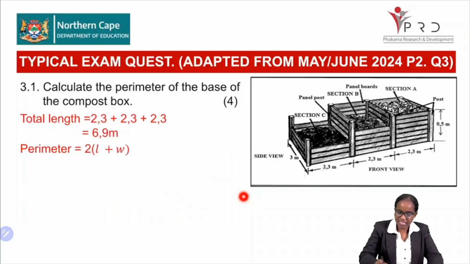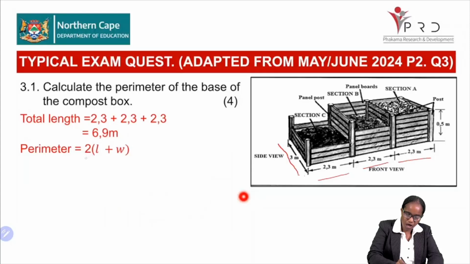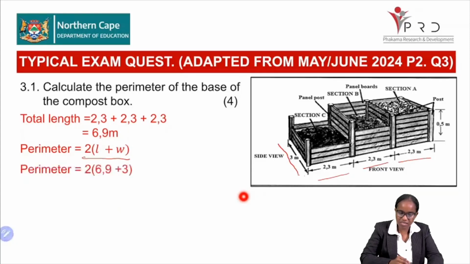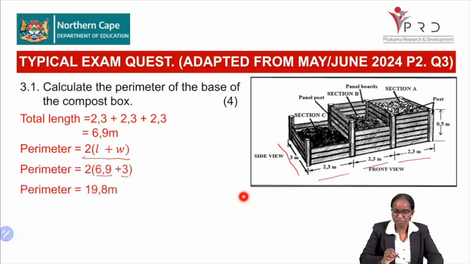And this 3 will give us a length of 6,9 because we're adding 2,3 plus 2,3 plus 2,3. Then we'll get a length of 6,9. Our width is this dimension here, 3 meters. Then we substitute into our formula. So substituting into our formula, we have our length as 6,9 and our width is 3. All in all, after punching in the calculator, we get 19,8 meters. So the perimeter of the base of the compost box will be 19,8 meters.